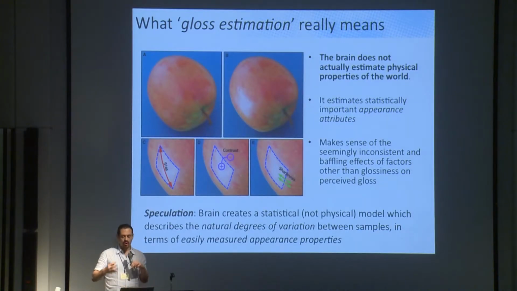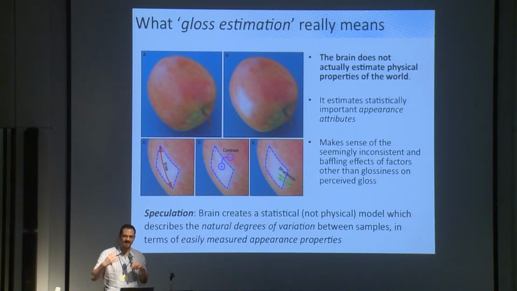So what does gloss estimation really mean? What it means is not actually estimating physical properties of the world. This is quite a strong philosophical claim. I'm saying that you don't see the world. What I'm going to argue is that you estimate statistically important appearance attributes. That is, observable, easily measured characteristics in the image that are related to or structured by the physical laws that created the image.